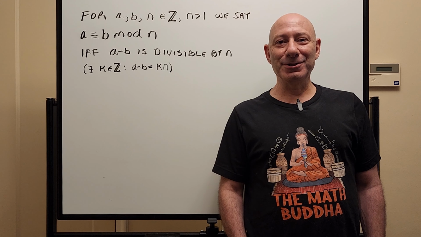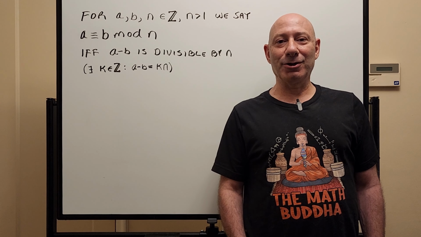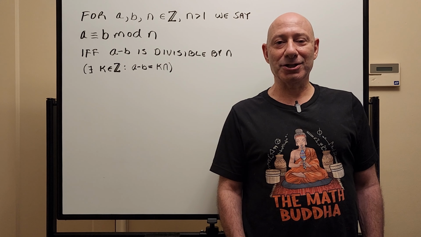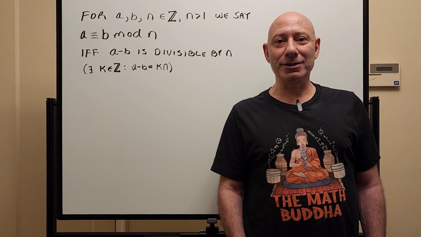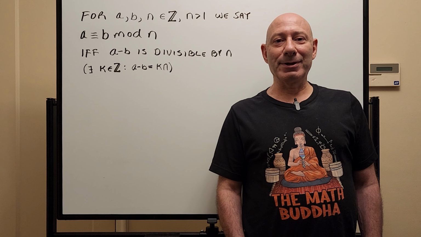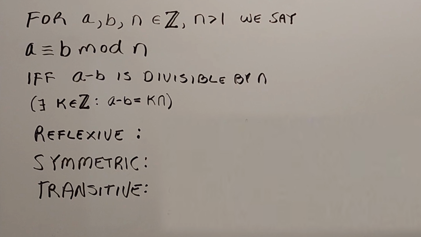Now, anytime we use the 3 bars, it implies an equivalence relation. And the next thing we're going to do is prove that congruencies mod n do in fact meet the definition of an equivalence relation. We're going to have to because we're going to use those properties in our work today. So what are the 3 properties of an equivalence relation? The 3 properties are the reflexive property, the symmetric property, and the transitive property.